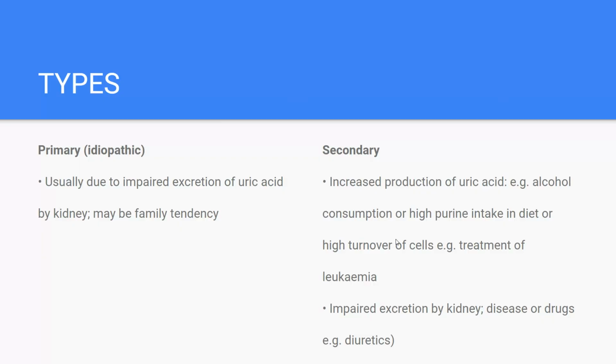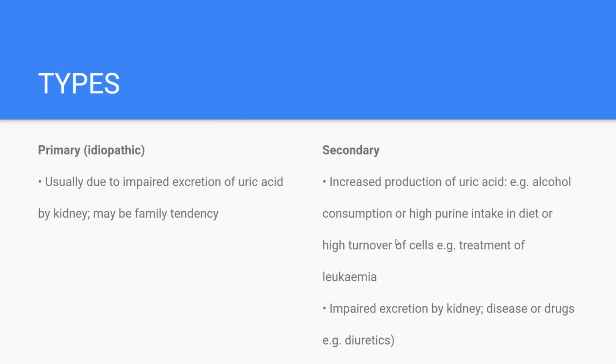There are different types. You have the primary one, which is idiopathic, so it doesn't really have a specific cause, is usually just because of some issue with the kidney, and tends to have a family tendency. Secondary, however, is because of an increased production of uric acid or a decreased excretion, so usually caused by a drug or a disease, something specific that causes it.